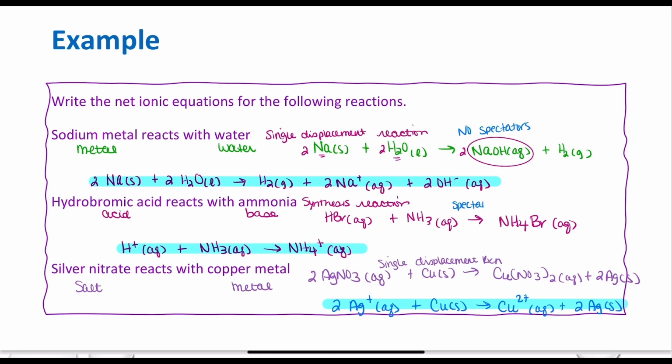Here, my spectator is bromide. And here, my spectator is the nitrate.